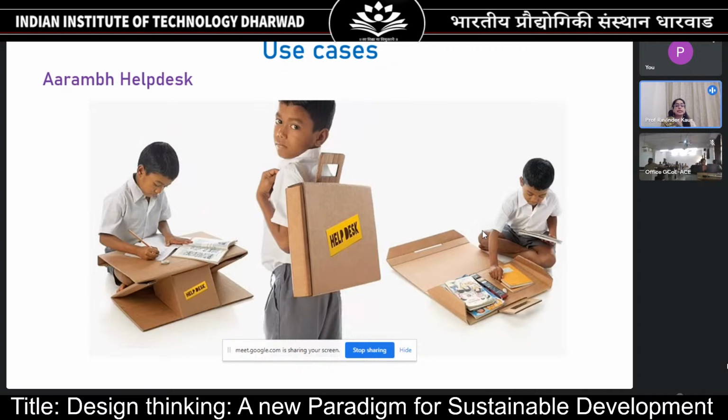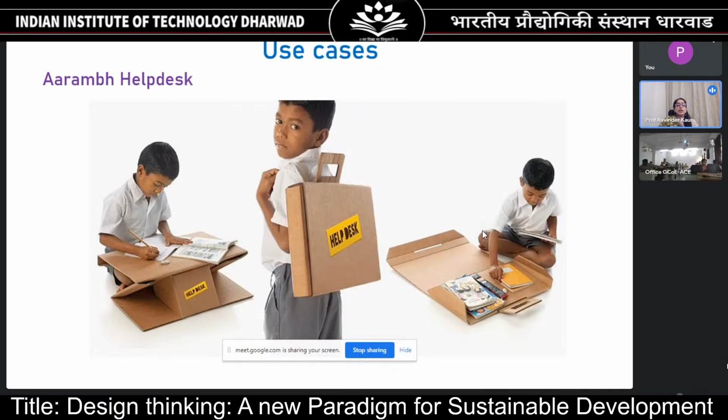You can see another interesting thing, the Aram Help Desk, where the kids in the rural areas, in the remote villages, sit on the ground, and they found that they didn't have a table, so they bent their necks. So there was a problem in their backs and necks. So a person came out with such an innovative idea of using empty cartons to make them serve the purpose of a bag, and a table.